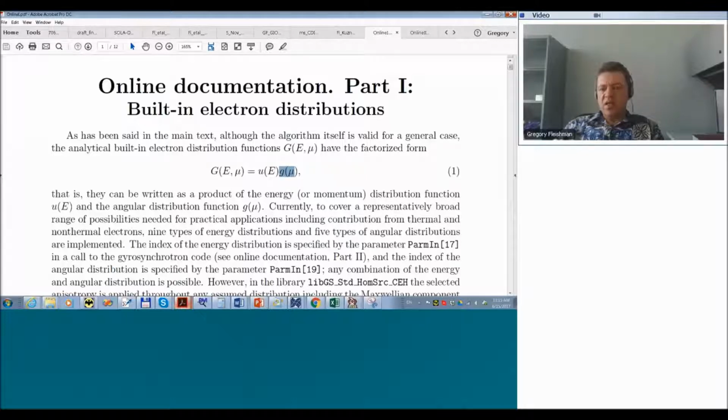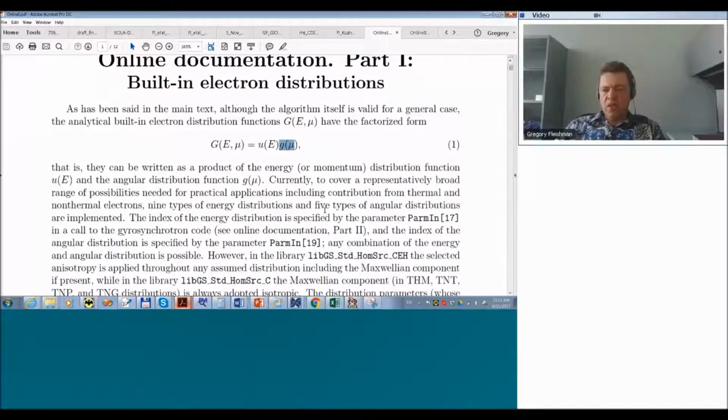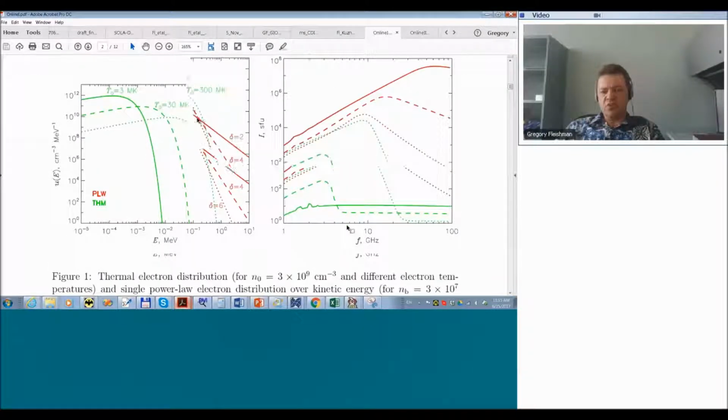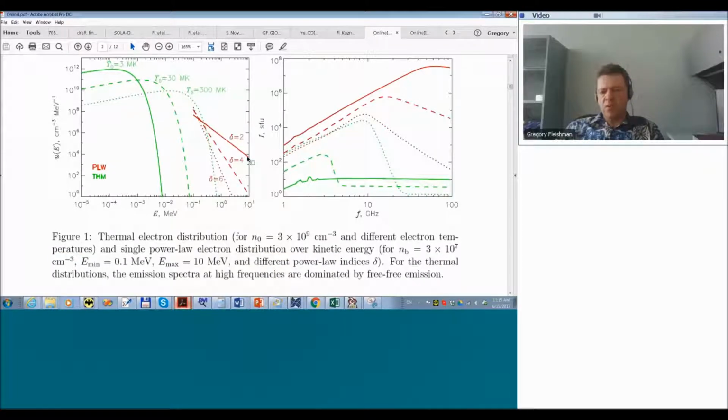And again, last summer, only one distribution over energy was implemented, and one distribution over angle. The distribution over angle was just constant, which means particles were isotropic in the existing implementation, and in terms of the distribution function over energy, only one single case of power law distribution like this one was implemented.